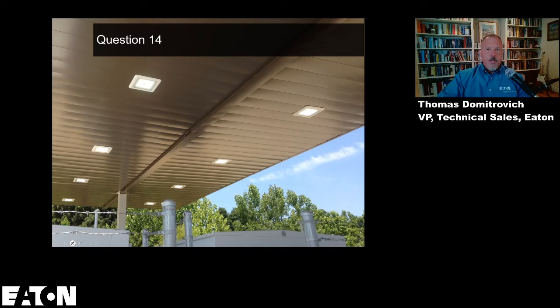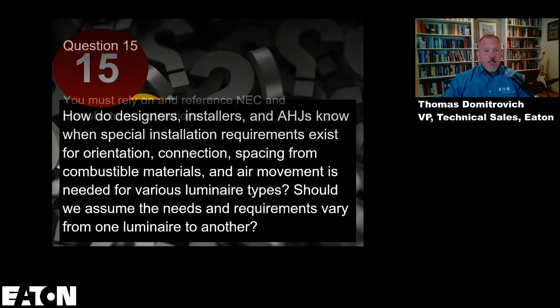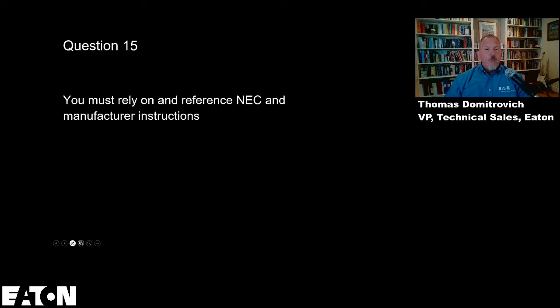All right, so let's take a look at the next question. We're going to question 15. How do designers, installers, and AHJs know when special installation requirements exist for orientation, connection, spacing from combustible materials, and air movement for various luminaire types? Should we assume the needs and requirements vary from one luminaire to another? That's a good question. You have to rely on the reference, NEC, and manufacturer instructions, obviously. So you're always going to be looking at the manufacturer's instructions.